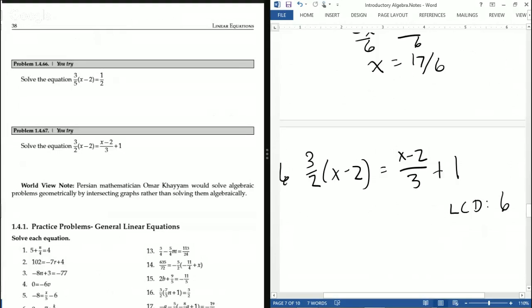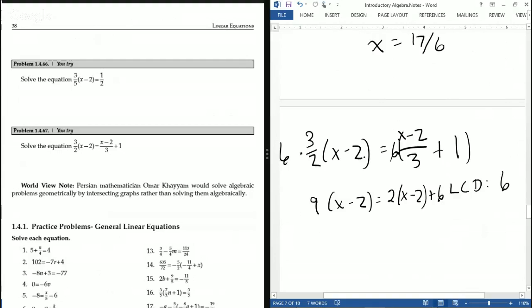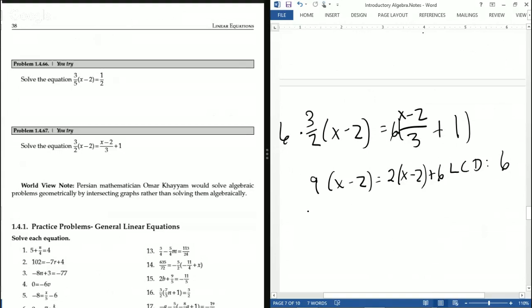So let's multiply both sides by 6. Now this time I will have to distribute my 6 across there. This time I will not over here. 6 divided by 2 is 3, times 3 is 9. 6 times the 3 is 2, so I get 2 times x minus 2. And now 6 times 1 is 6. Let's simplify this, distribute. Simplify this out a little bit more.